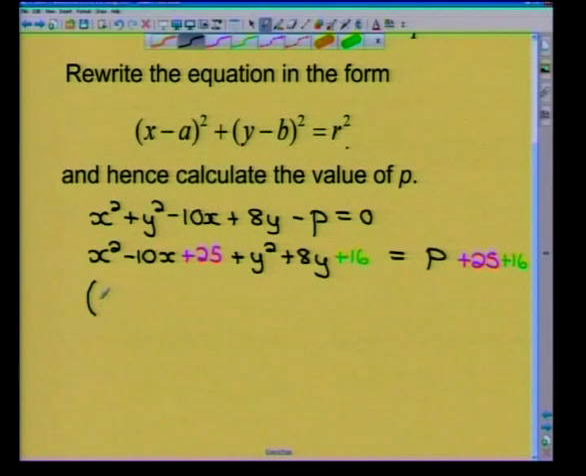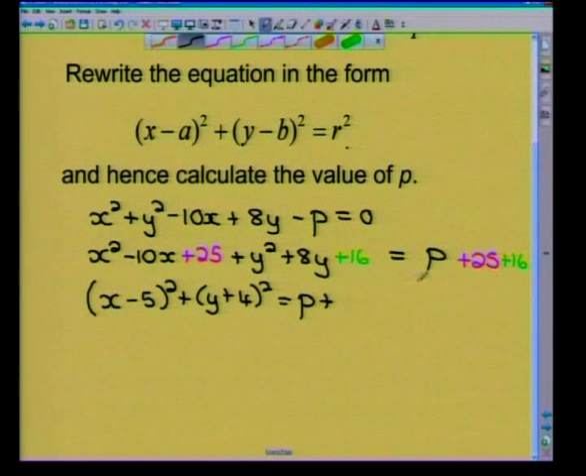Right, so at this stage we can go (x minus 5) all squared plus (y plus 4) all squared equals p plus, and if we add those numbers, we're going to get 41. So we've written it in the right form.